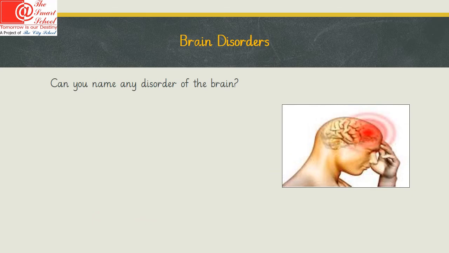Can you name any disorder of the brain? Brain hemorrhage and brain tumor are some of the common disorders of the brain.